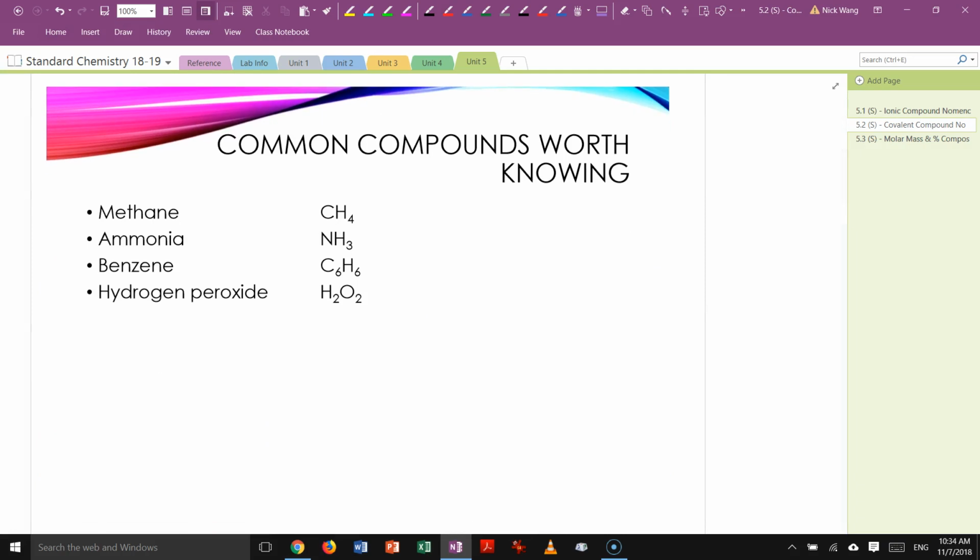Finally, I'm going to give you 4 compounds that I want you to recognize. These 4 are all covalent compounds. These are, in fact, binary covalent compounds that I want you to know, because these are very commonly discussed, and so it's useful to have these in the back of your head to know what their formulas are. Alrighty, that'll do it.